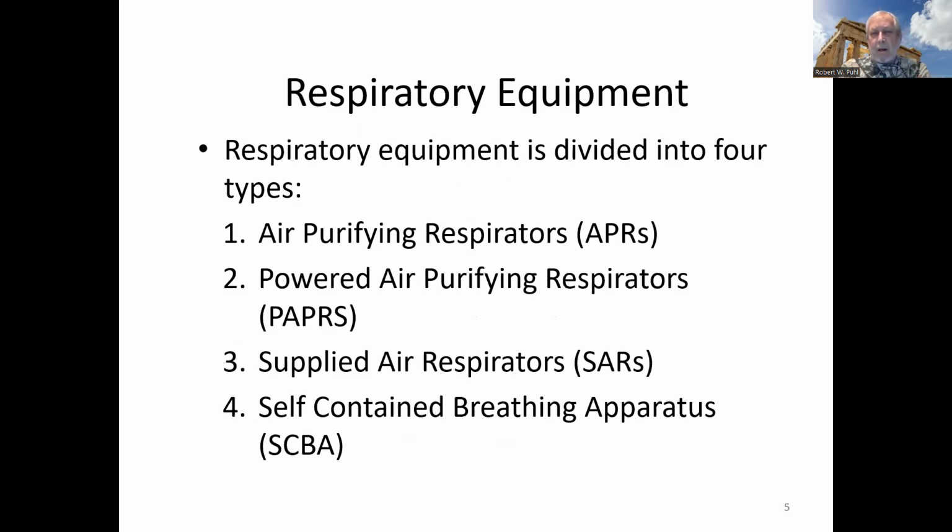Respiratory equipment is divided into 4 different types: air purifying respirators, APRs; powered air purifying respirators, PAPRs; supplied air respirators, SARs, with a small s; and self-contained breathing apparatus, SCBA. And y'all know if you're going to do any skin diving, that's called a self-contained underwater breathing apparatus, which is just commonly called scuba. So SCBA is pretty much a scuba that's not for underwater.